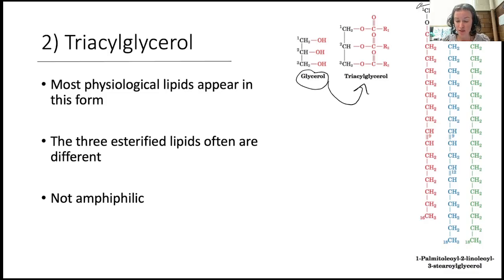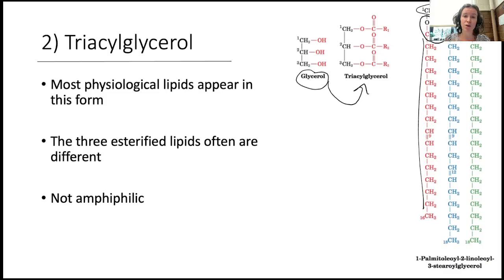We have this glycerol backbone up top, followed by this ester functional group and the rest of the lipid tail. Most physiological lipids, like the lipids being stored inside of our body, appear in this form. Usually, each of these 3 lipids is different from one another. Some are saturated, some are unsaturated.